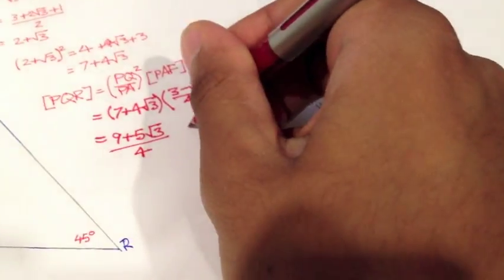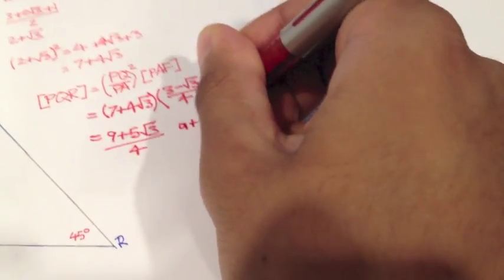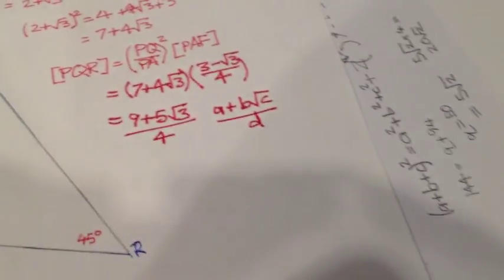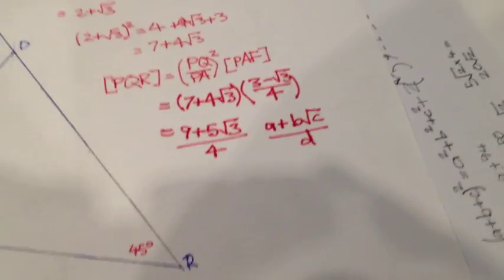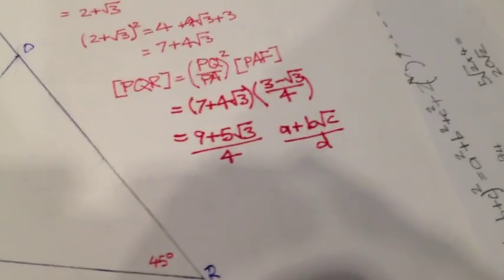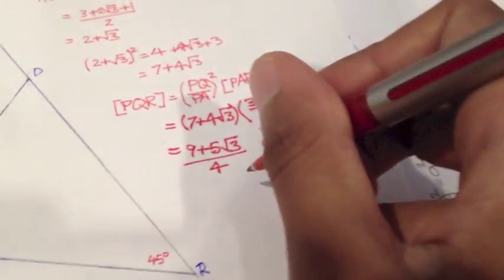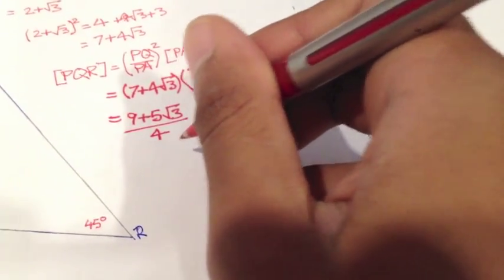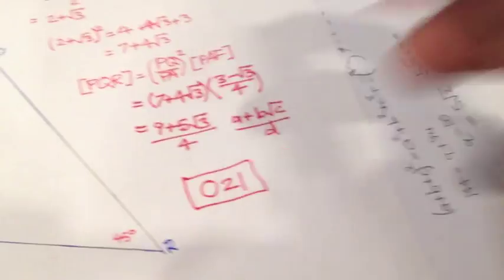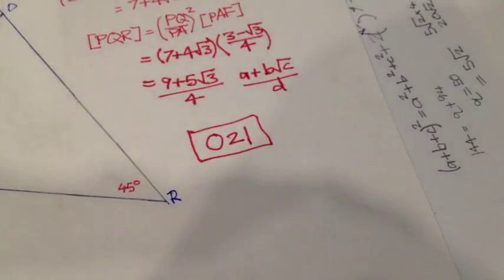The answer will be in the form A plus B root C over D, which is what we have here. All we need to do is find A plus B plus C plus D, and that's 9 plus 5 plus 3 plus 4, which is 21. And as you know, on the AIME I, you have to bubble in the lead digit. So if the lead digit is 0, you have to do that, otherwise you get the answer wrong. So the answer is 0, 2, 1, and that is our final answer to this number 12.